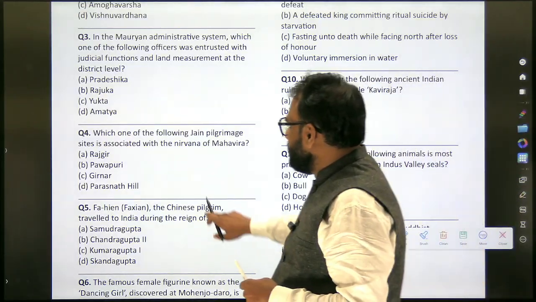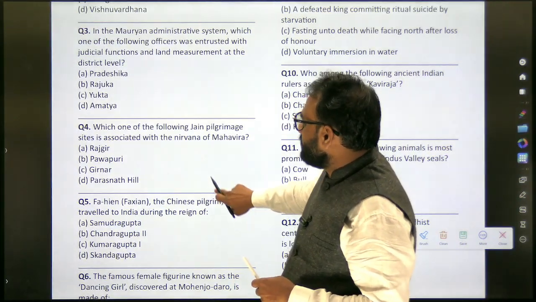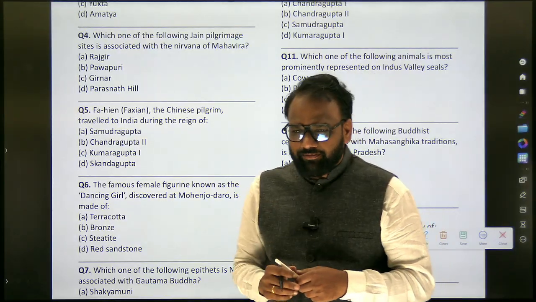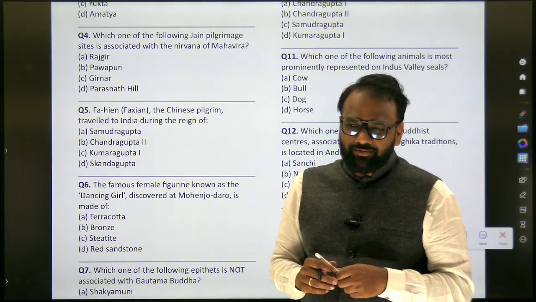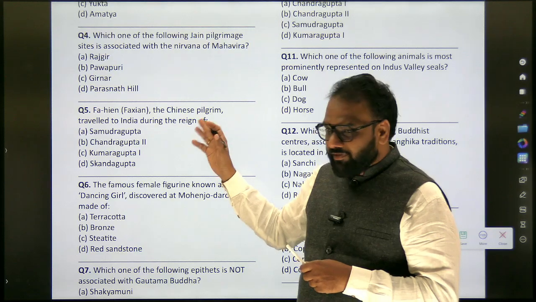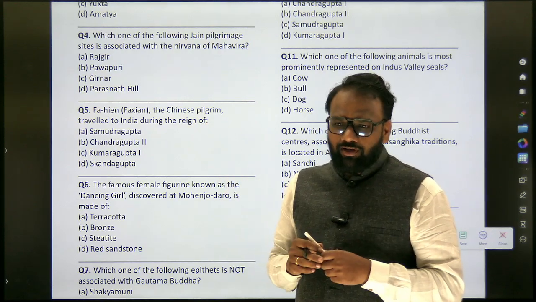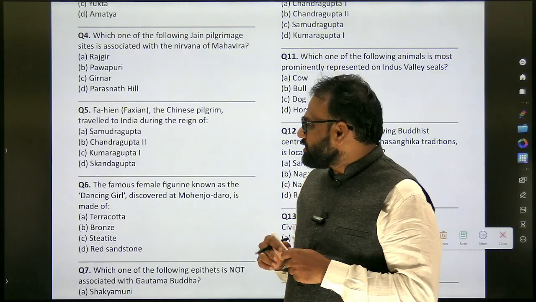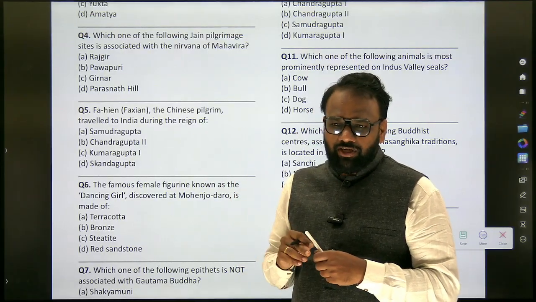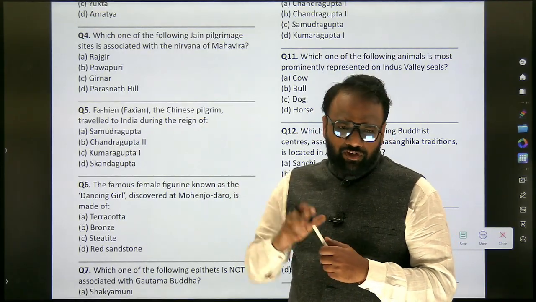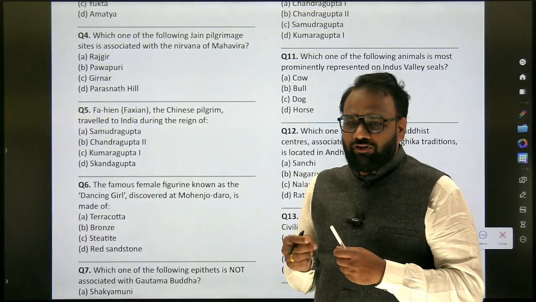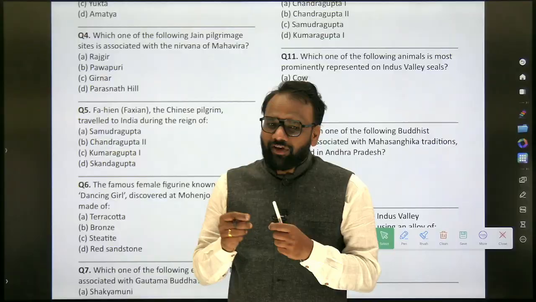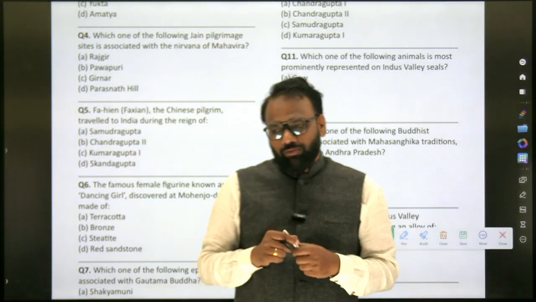Okay, next. Which one of the following Jain pilgrimage sites is associated with the Nirvana of Mahavira? In the previous class we had a discussion about some sites related to Buddhism. So this is a site related to Jainism. If you are not aware of the answer, can you just cross verify once? Once you cross verify, the information gets registered, so you will be able to retain this information for a very long period of time. So cross verification is very important.